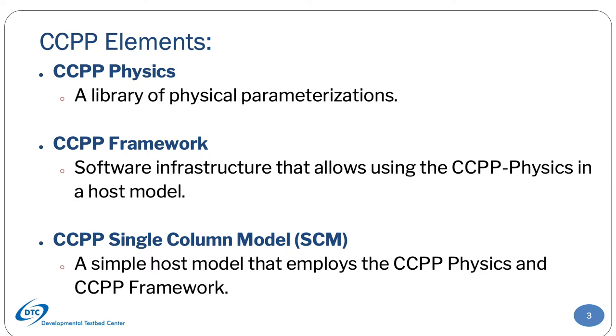In this presentation, we will cover the three elements of the CCPP: the physics, which is a library of physical parameterizations, the framework, the software infrastructure that allows using the CCPP physics with a host model, and the single column model, or SCM, a simple host model that employs the CCPP physics and framework.